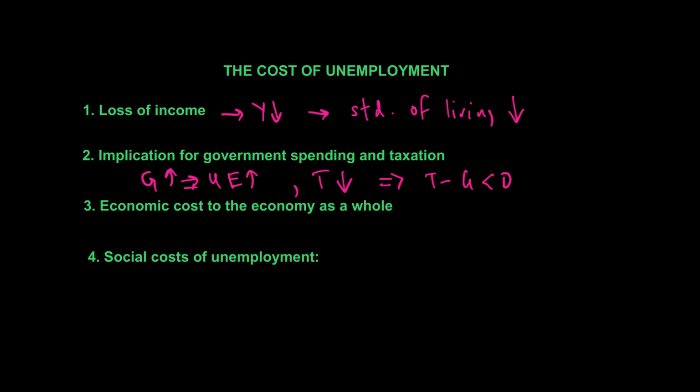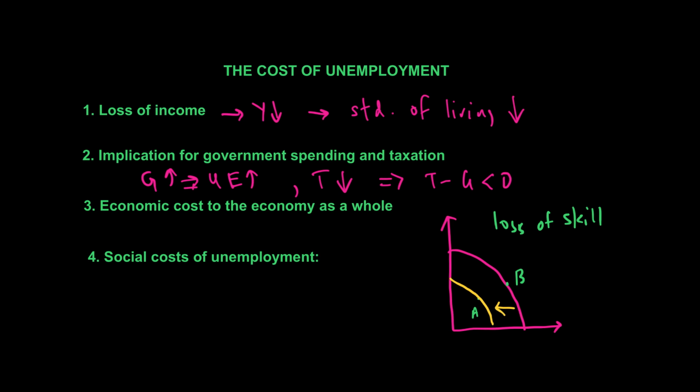The third cost of unemployment is the economic cost to the economy as a whole. The economic cost is basically the idea that if you look at our PPC, we are no longer on our PPC. In fact, unemployment means we are under the PPC rather than on it, which means the scarce resources in the economy are not properly used. We are below our potential employment level, and that means in the long run, if people keep on remaining unemployed, they will be losing skills. So there's a loss of skills which could be permanent, and that permanent loss of skill can also mean our PPC may shift backward permanently because people do not have the same skill level as before.